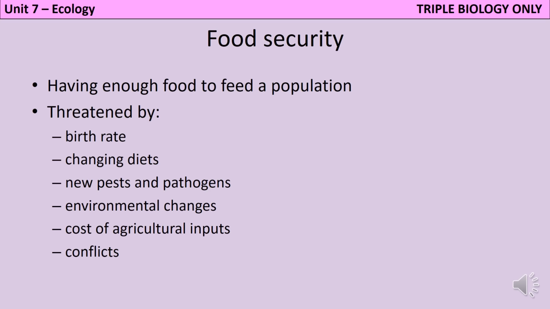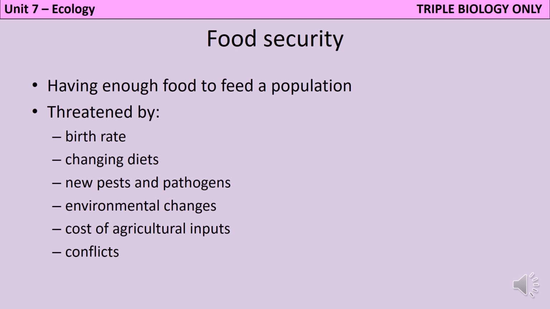Food security is a term used to describe having enough food to feed a population, and it's a major concern of governments around the world. A country's food security could be threatened by any number of factors, including an increasing birth rate, which means that there simply isn't enough food for the number of people in the country, changing diets, particularly moving towards more consumption of meat, which is incredibly energy inefficient.